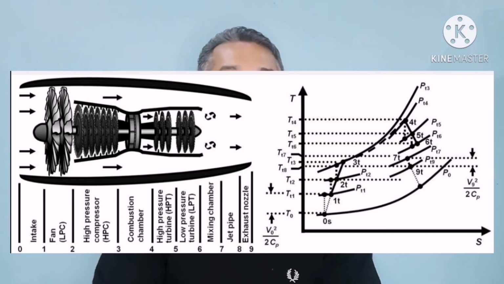And then, this is a significant difference from the non-mixing bypass turbofan engine, which is the process at 6 to 7. This process we call the process at the mixing chamber. Process 7 to 8 is a process at the jet pipe. And lastly, process 8 to 9 occurs at the nozzle, similar to the non-mixing turbofan engine. As you can see now, it's a TS diagram for each process.